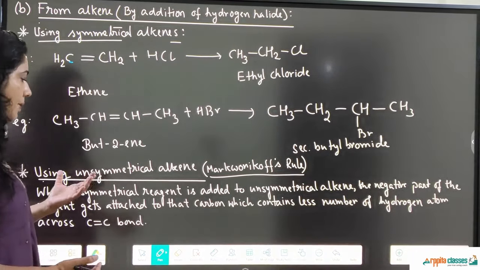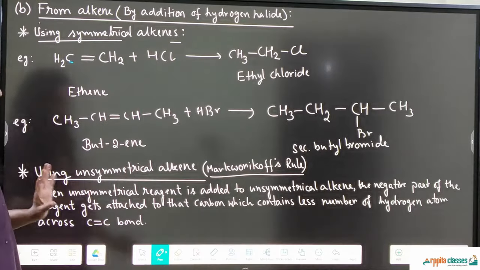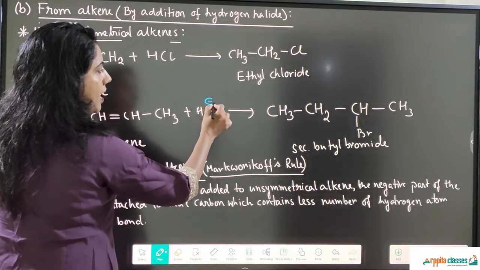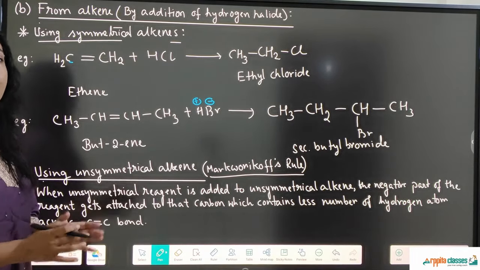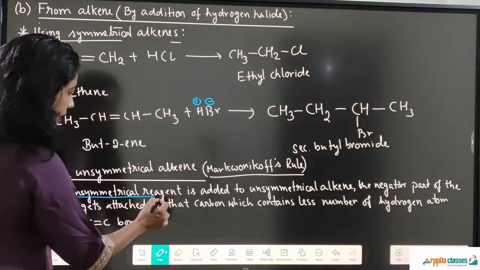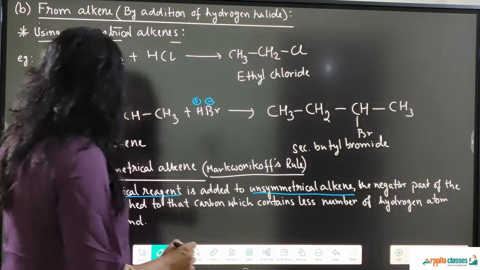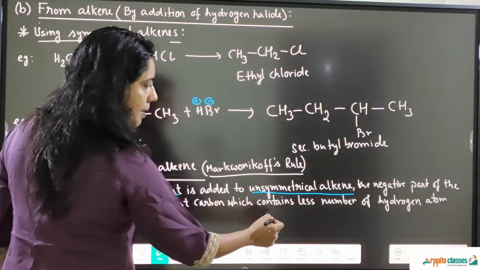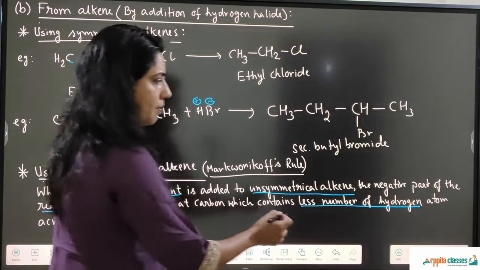When the same reaction happens using unsymmetrical alkene, then we have to follow Markovnikov's rule. What is this rule? Very, very important. It says that the negative part of the reagent, that is, this is a negative part and this is a positive part, will get attached to that carbon atom which is having less number of hydrogen. Let's see when unsymmetrical reagent is added to unsymmetrical alkenes, okay? So the negative part of the reagent gets attached to that carbon which contains less number of hydrogen atoms across the C=C double bond. So this is your Markovnikov rule.